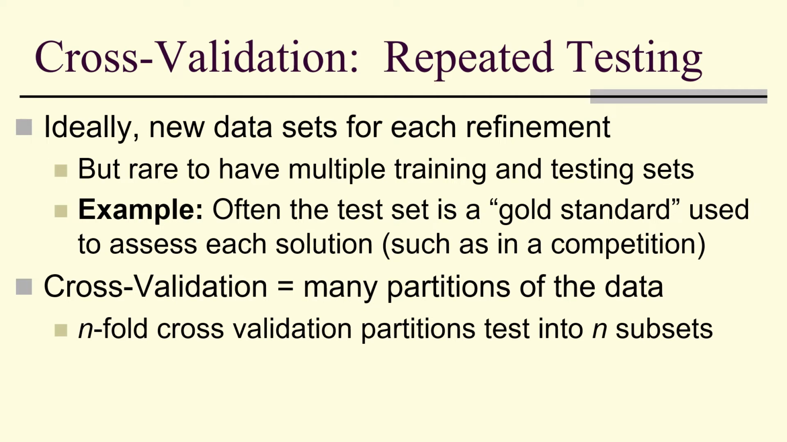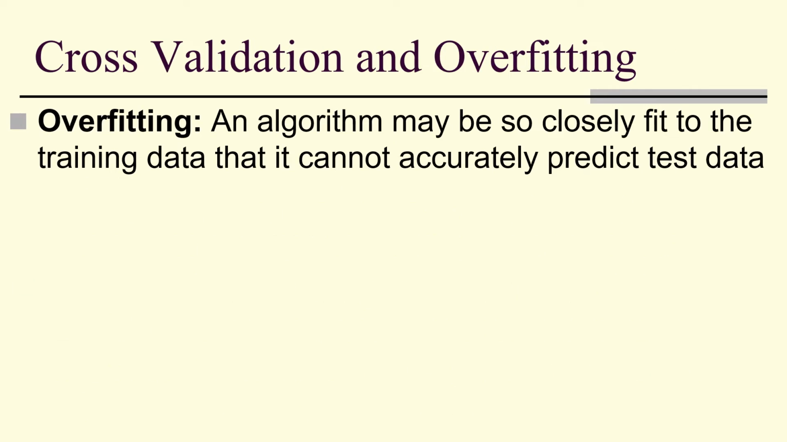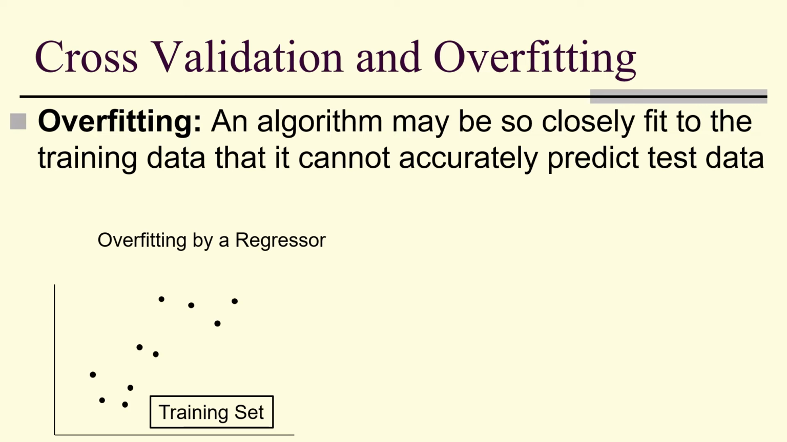N-fold cross-validation means you partition the test set into n subsets. And in each of n iterations, therefore, the ith partition is used as the testing set, and the other partitions are used to train. This simulates having many different independent data sets. So for instance, let's look at the issue of overfitting. An algorithm may be so closely fit to the training data, it cannot accurately predict the test data.